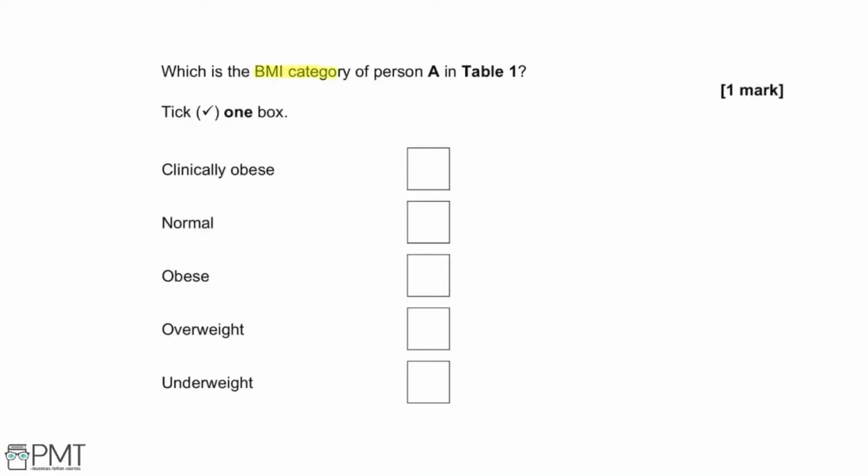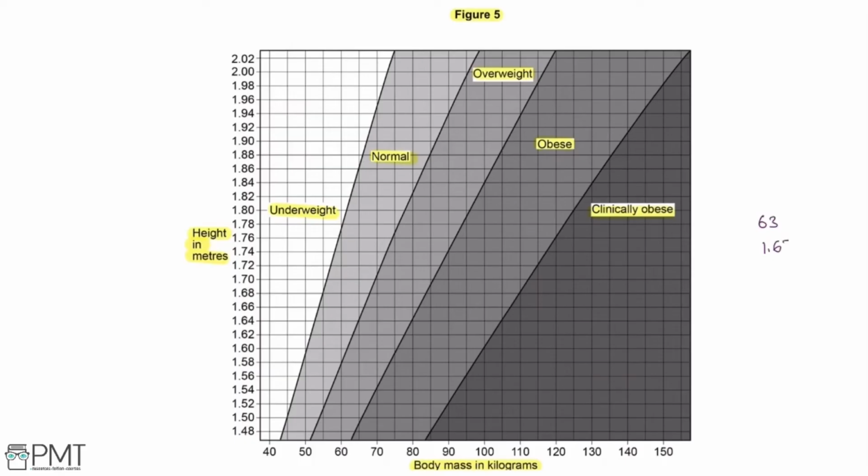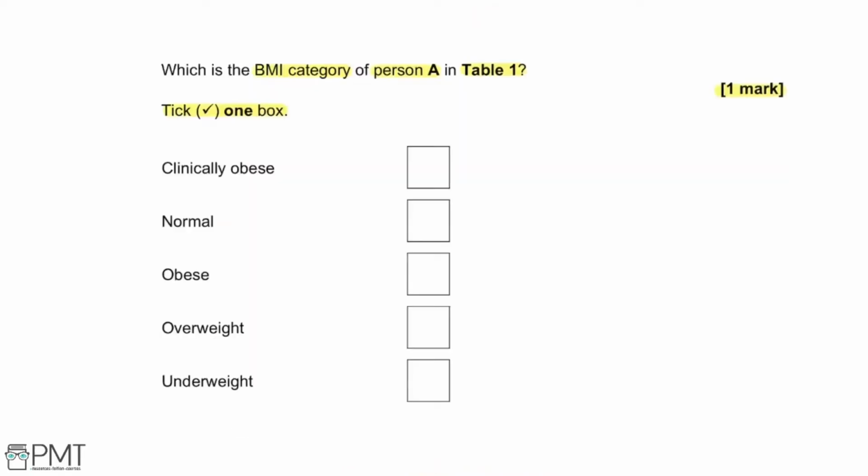Which is the BMI category of person A in table 1? Tick 1 box, and this question is worth 1 mark. So we refer back to table 1, we're looking at person A, so the values are 63 and 1.65. Now we need to plot these on the graph and figure out which category the point lies in. It turns out to be in the light grey area for normal, and so that is our answer.